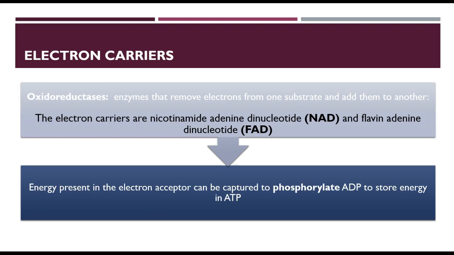The energy then that is present in these enzymes as electron acceptors can then be captured to phosphorylate ADP into ATP. So that final bond that adds that additional phosphate to ADP to form ATP, energy is then stored in that terminal bond.